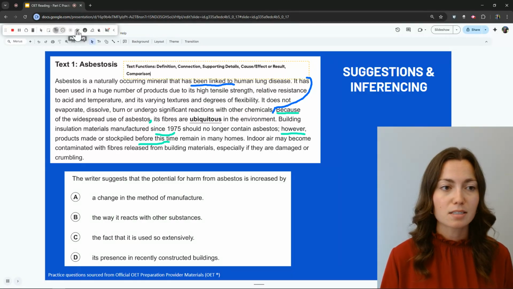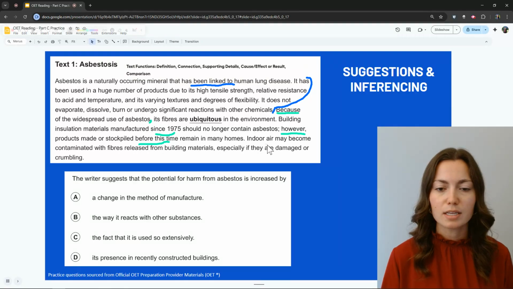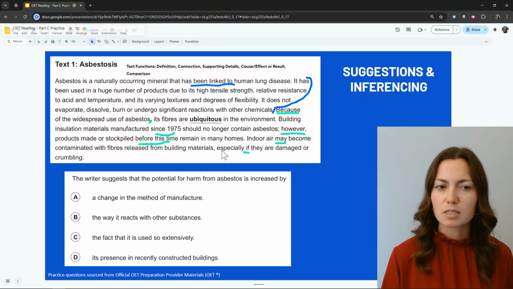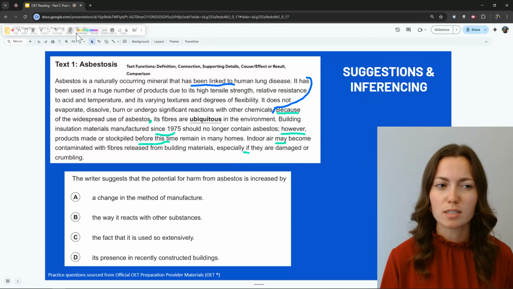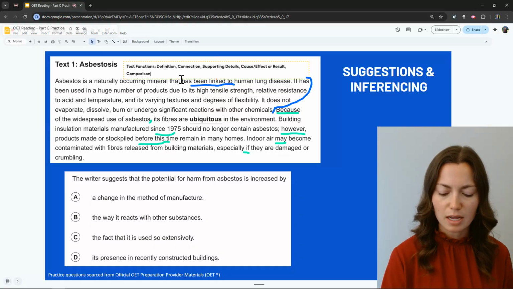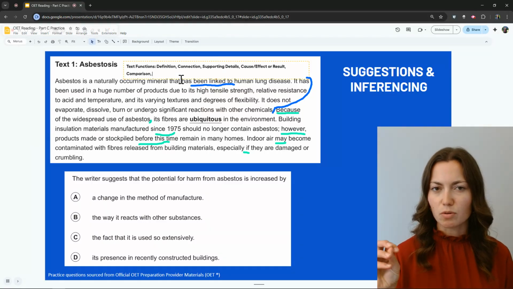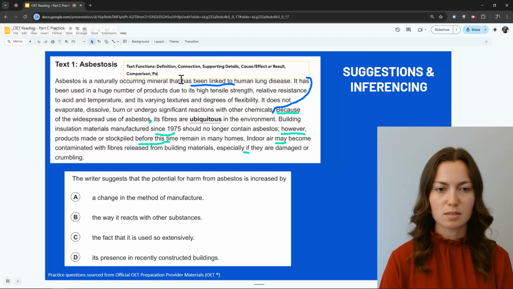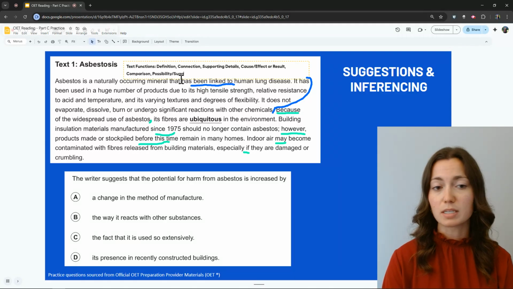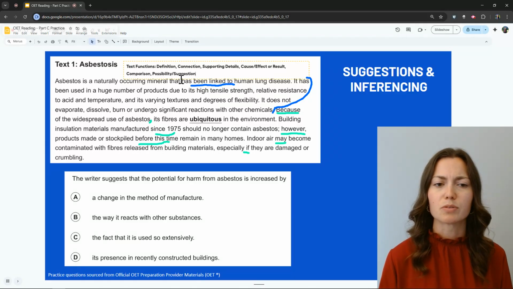Finally, the last sentence there. Look at these words. Indoor air may become contaminated with fibers released from building materials, especially if they are damaged or crumbling. When we see words like may, if, might, could, you should be thinking, this is actually not a statement or fact, it is a possibility, or it could also be a suggestion, just depending on how it's phrased.